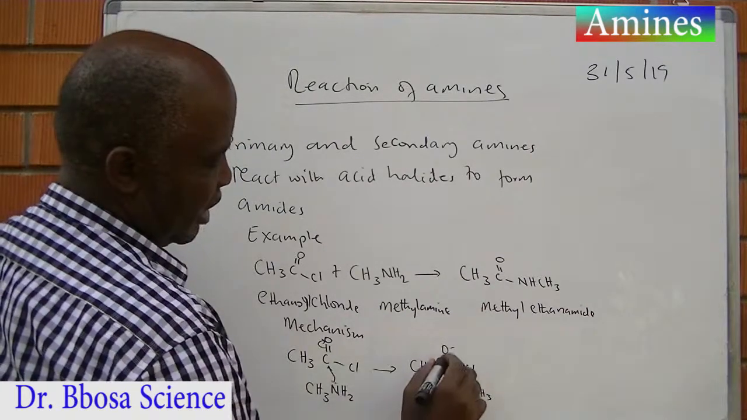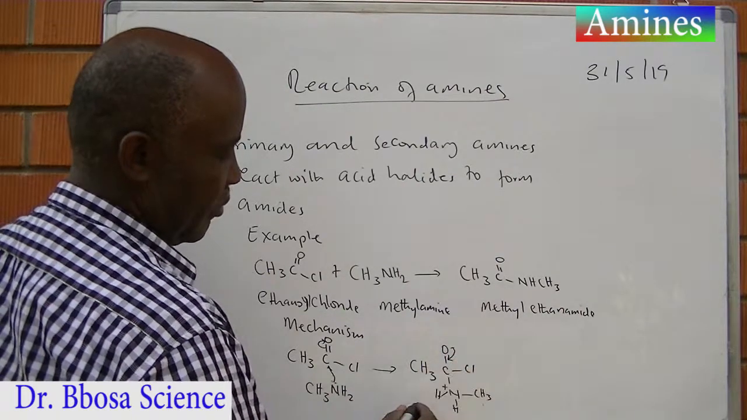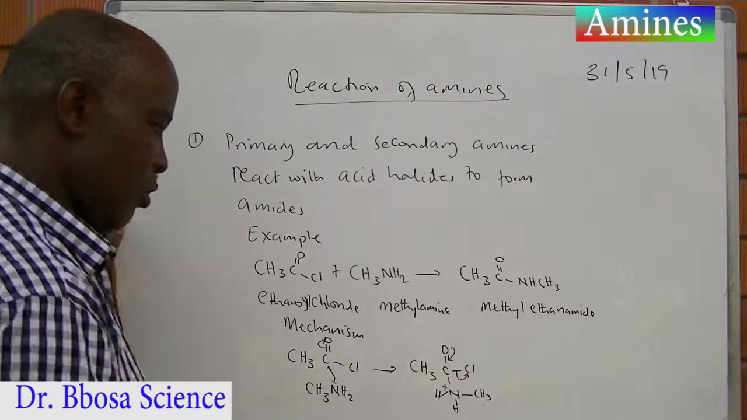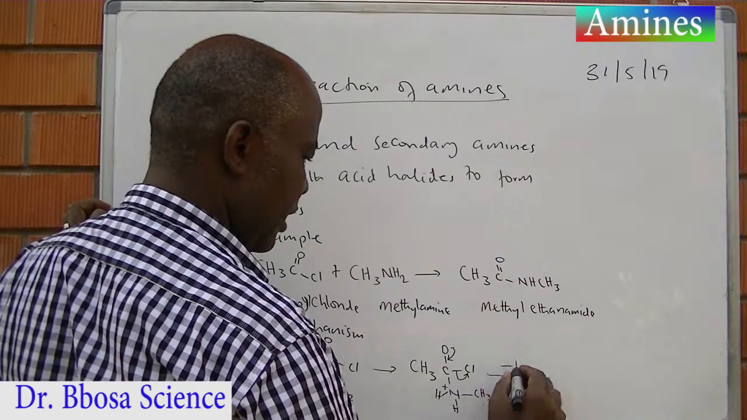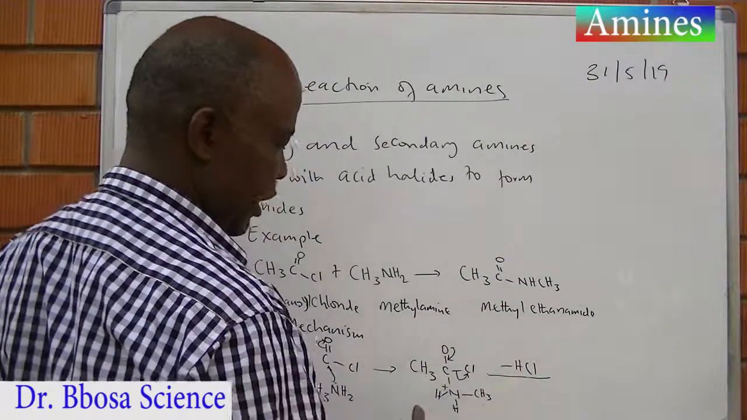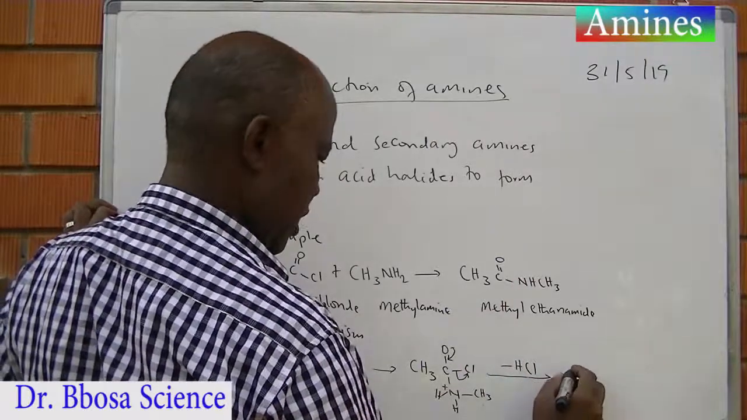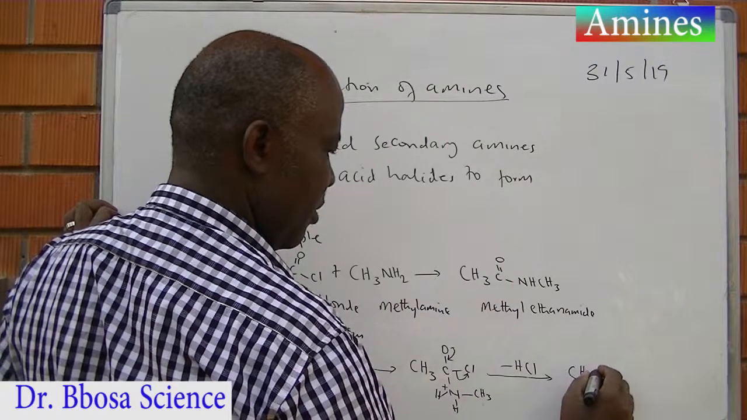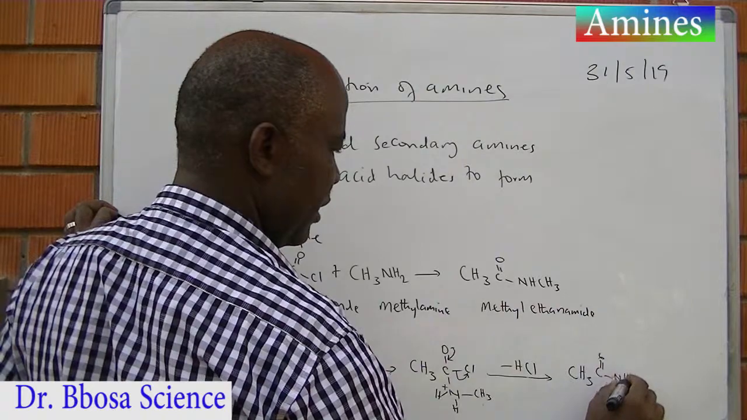The positive will come here, electrons come back there, this bond breaks off. We subtract HCl, one hydrogen from here, and a chloride ion. Then we get methylethanamide.